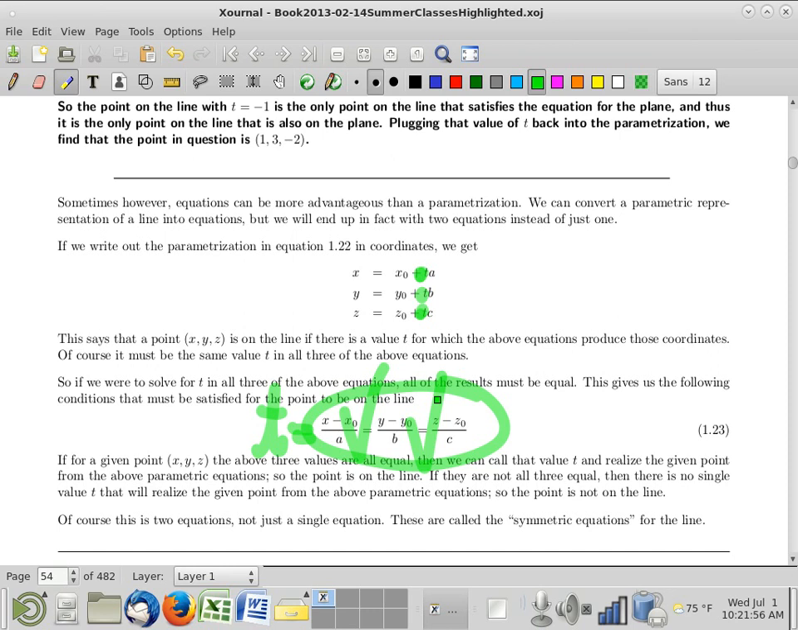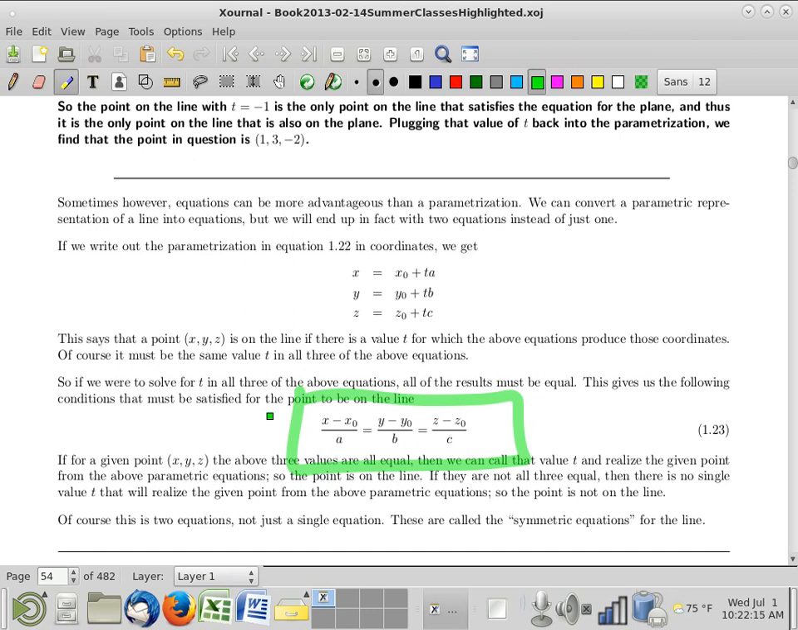Three things all equal to t, those three things are equal to each other. And conveniently, what you get then is something kind of like an equation. What it really is, is two equations, arguably three equations, depending on how you look at it. And this is your test.